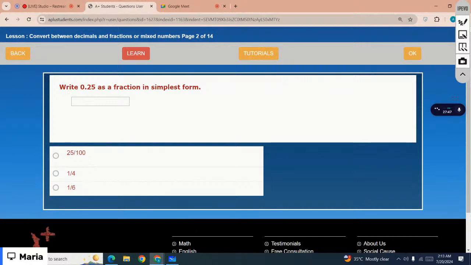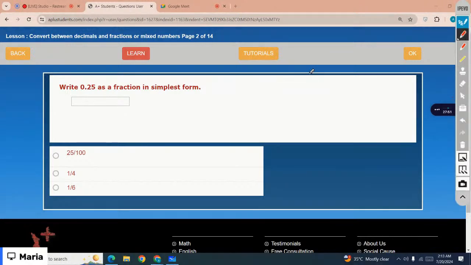Write 0.25 as a fraction in simplest form. So how do we write 0.25 as a fraction in simplest form? First thing is you need to remove the decimal point. So you need to put 1 in the denominator, and after the decimal point you have two digits, so add 2 zeros. So you can convert it into simplest form by dividing by the greatest common number, 25. That is 1 over 4. The correct option is 1 over 4.